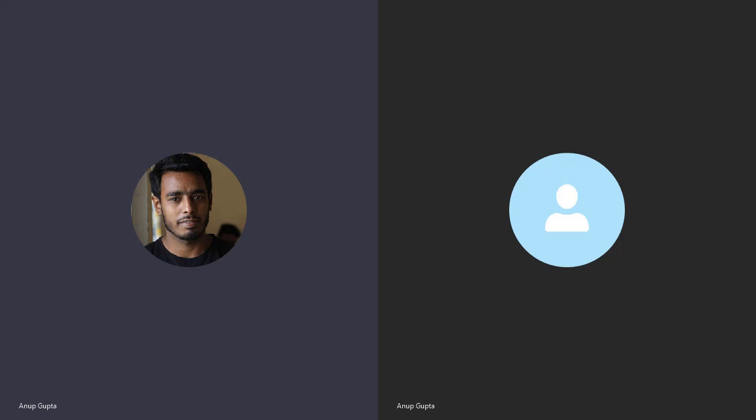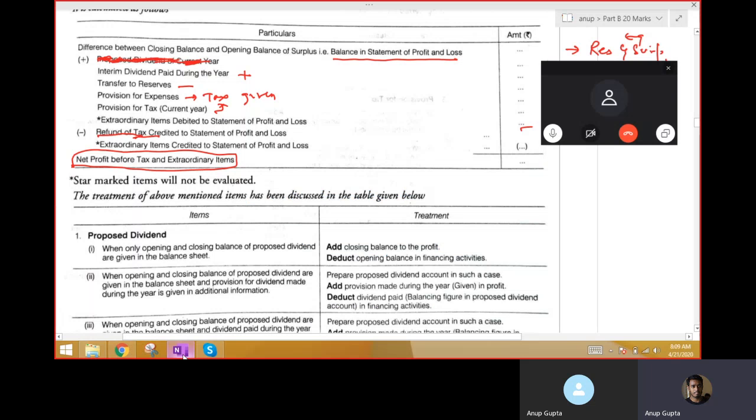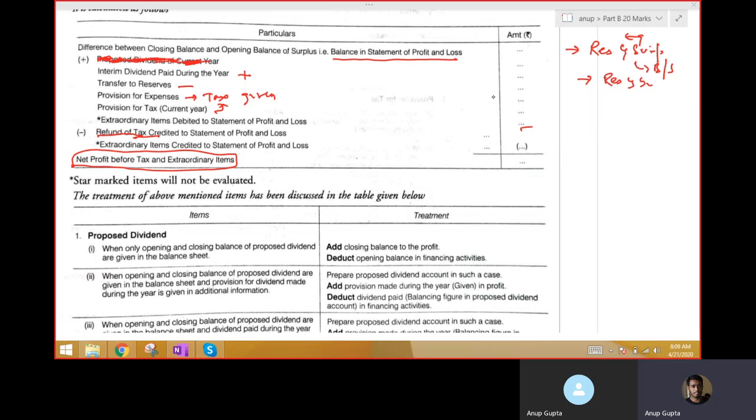So in the previous video you have seen, we have studied the calculation of net profit. While calculating net profit, we get this net profit from the balance sheet.